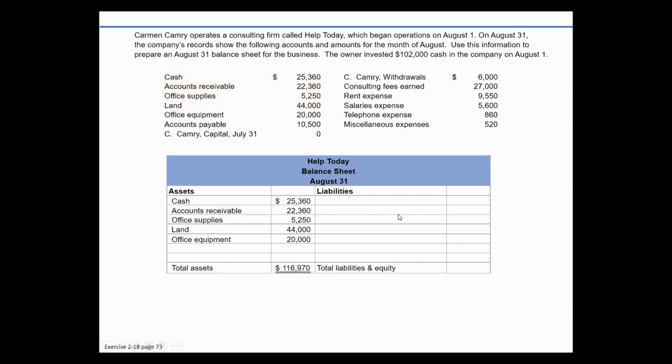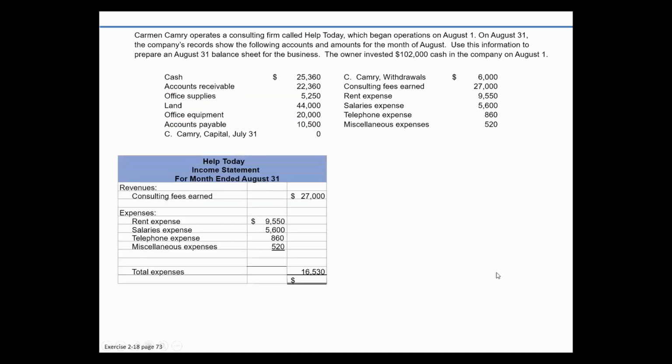Then we have our liabilities. And so the only liability it looks like we have right now is accounts payable. So we'll list that: accounts payable, 10,500. Then we have the owner's equity. So we have Camry capital of 106,470. We get that from the statement of equity that we looked at earlier. And then we see here that everything should balance. So we see 116,970, 116,970, we know we're in balance.